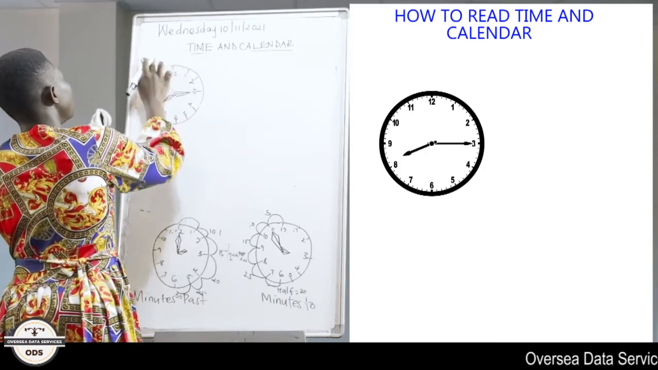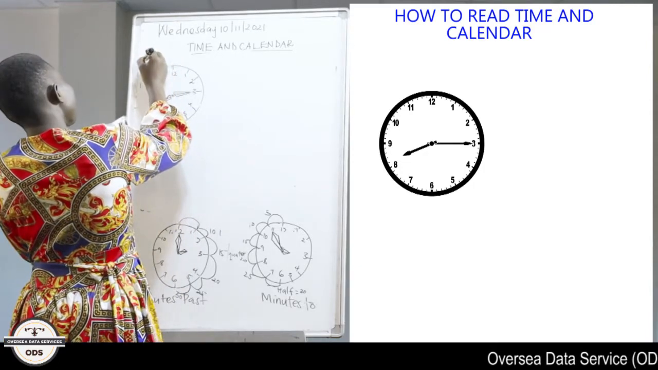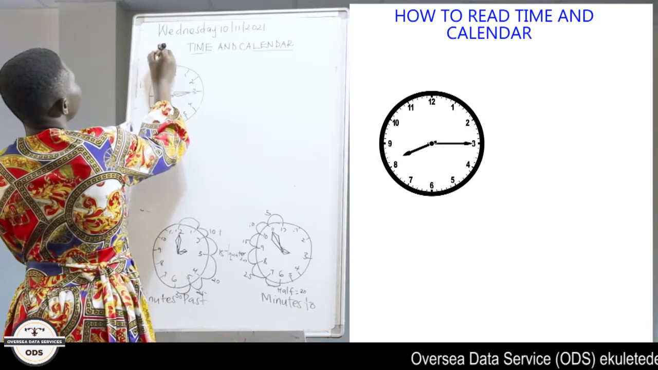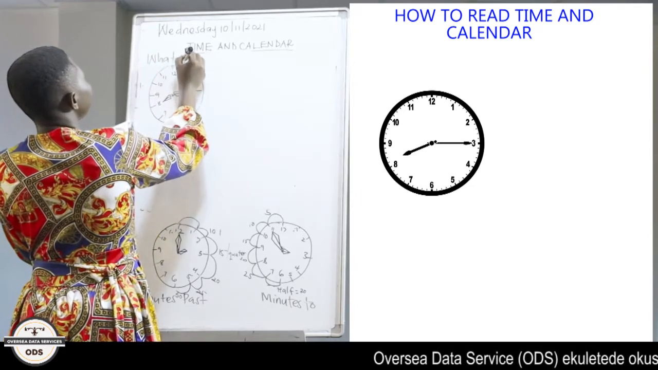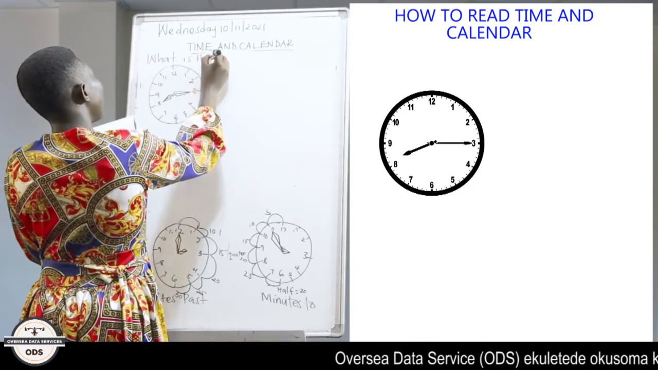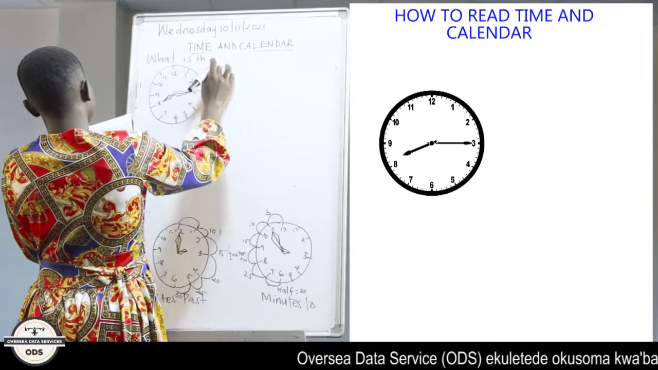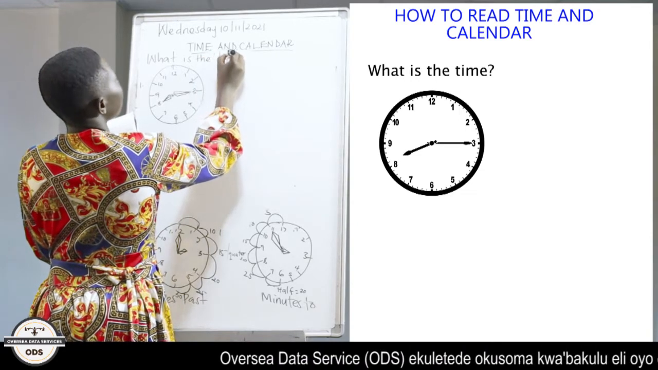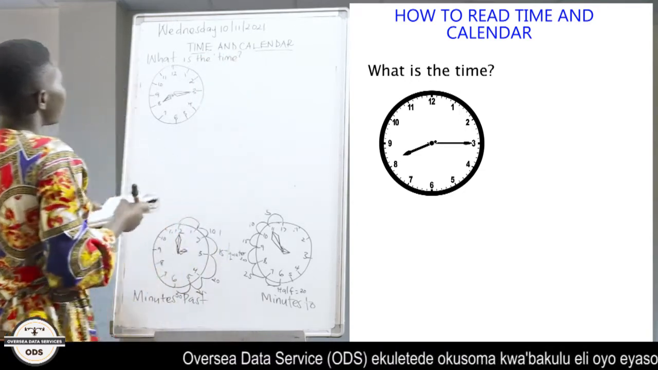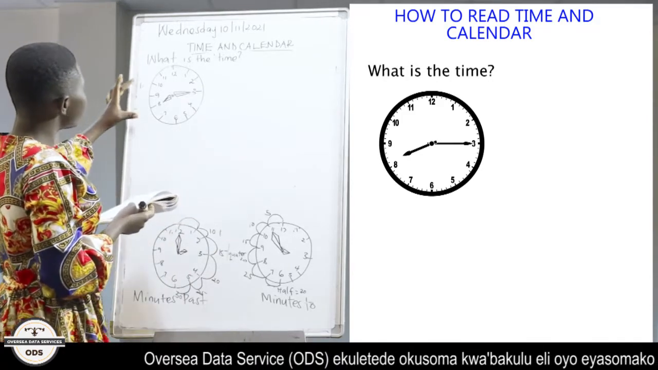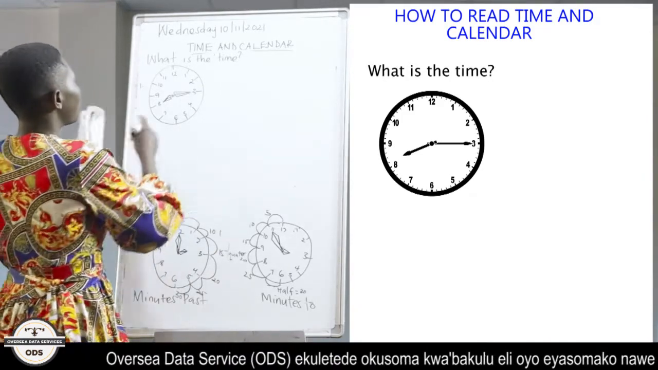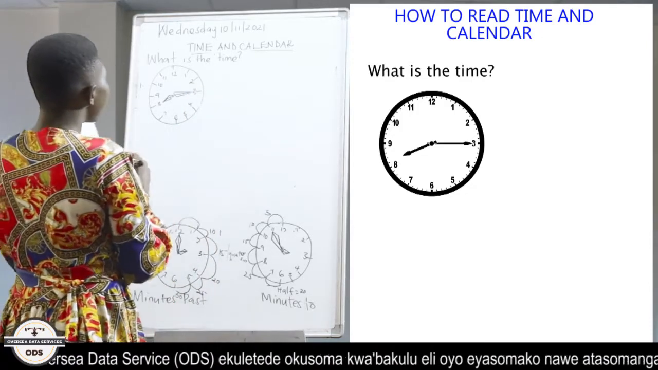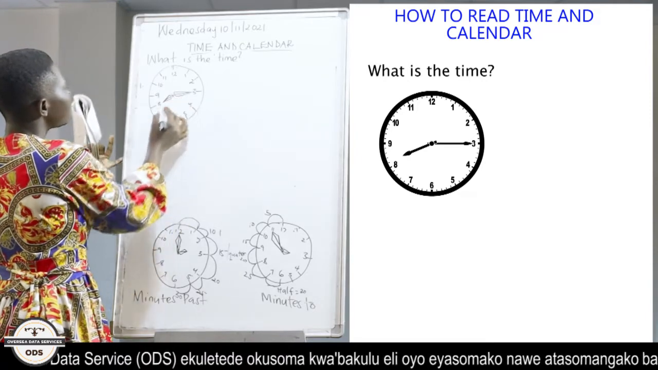That's what I want us to understand. We are going to be asking ourselves, what is the time? That is the question we are asking ourselves. What is the time? Our minute hand is pointing at 3 and our hour hand is pointing at 8.